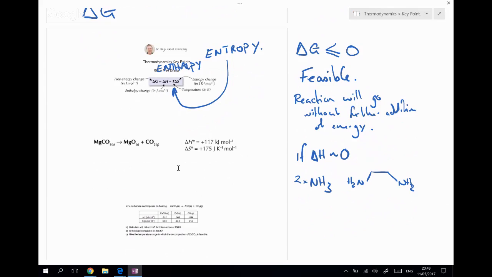Great. Okay, so what we're going to do now is look at a couple of examples of how we can use delta G, some simple examples here. We'll then look at the possible scenarios, the possible outcomes of changing enthalpy and entropy changes and when reactions are feasible and not feasible, and then we'll go on and look at our past exam questions.